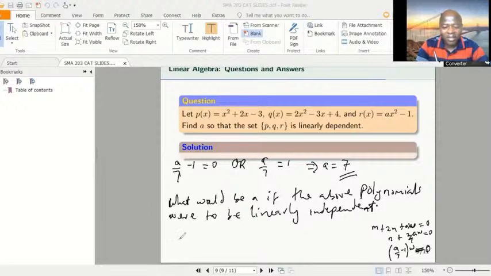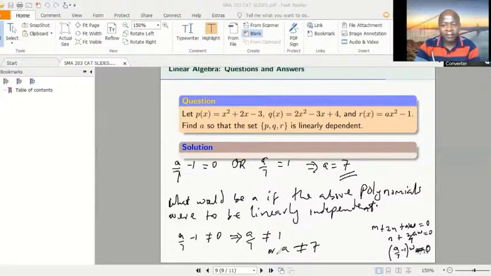So that means that if a^7 minus 1 is not equal to 0, and that means that a^7 should not be equal to 1, or that a should not be equal to 7. So if a is not equal to 7, then this polynomial should be linearly independent.